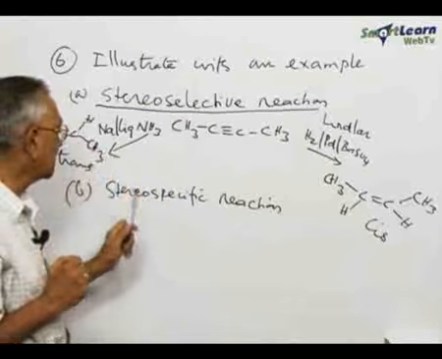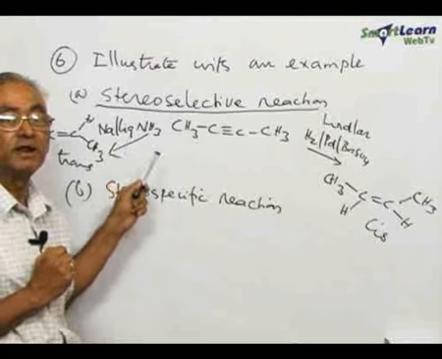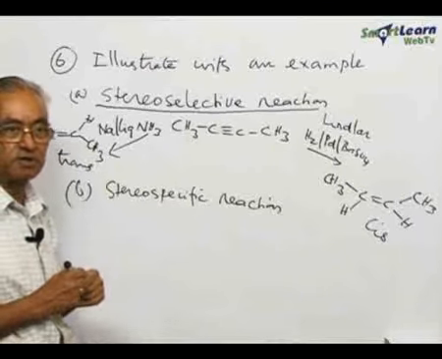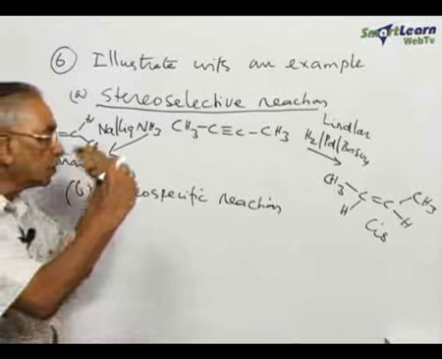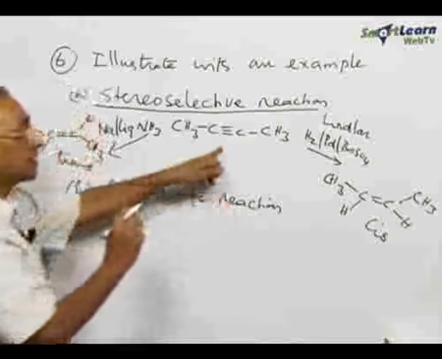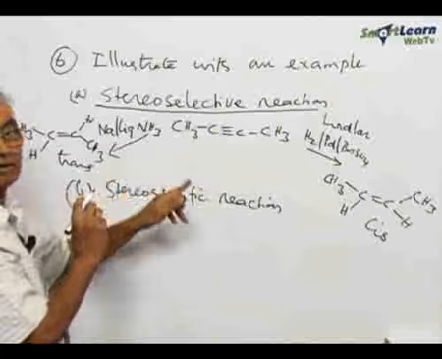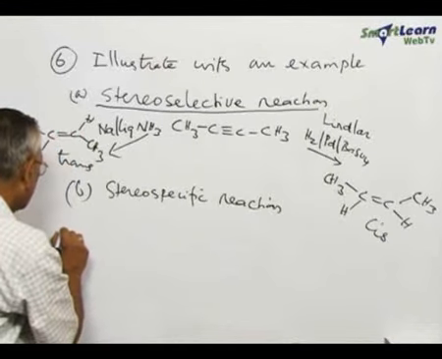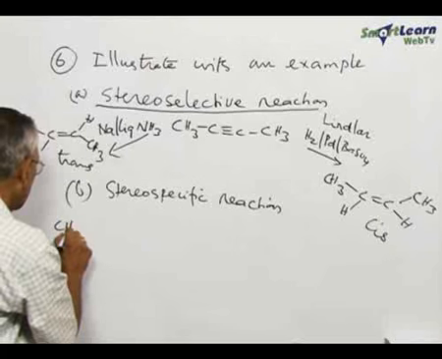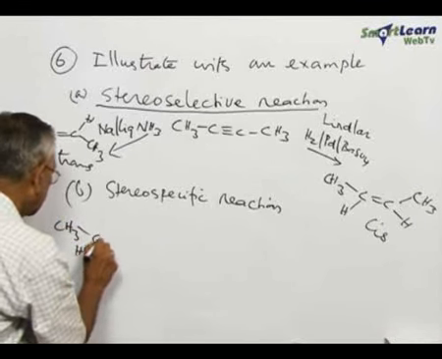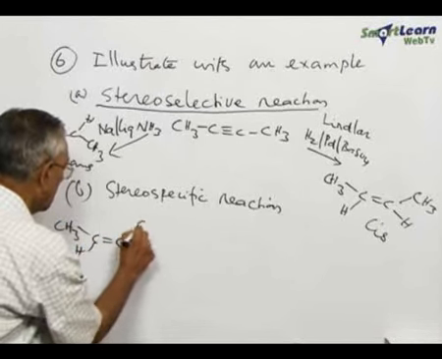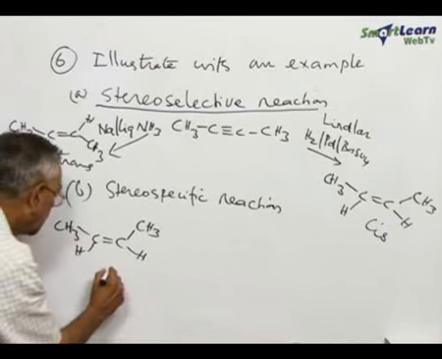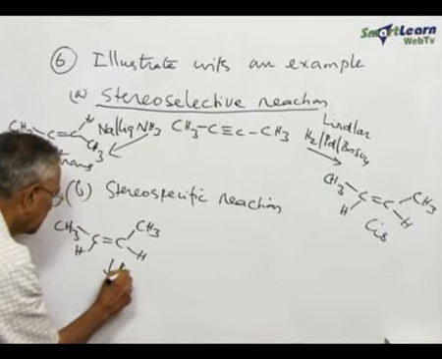Now let us go to the next reaction. What is meant by a stereospecific reaction? A stereospecific reaction is one in which we start with two different starting materials. Here the starting material is common in the case of a stereoselective reaction. In a stereospecific reaction, as for example, you start with cis, this is actually cis-2-butene. Now subject this to bromination.